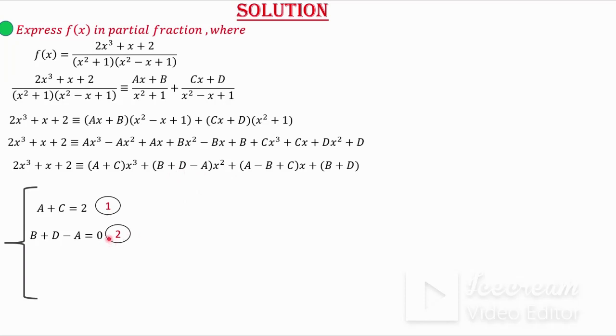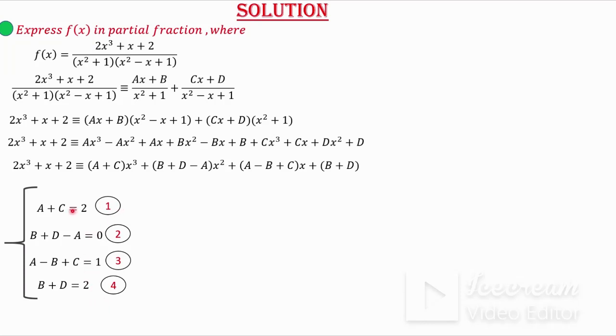That's our equation 2. For equation 3, taking the coefficient of x on the right hand side and equating it to the coefficient of x on the left hand side, we obtain a minus b plus c equals 1. And finally, 2 is equivalent to b plus d, which is our equation 4. So here we have a system of equations from which we have to determine the values of a, b, c and d.